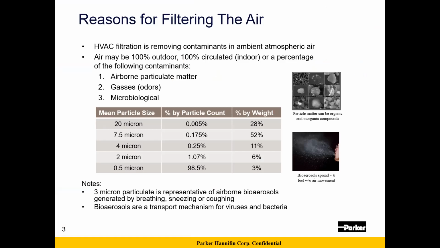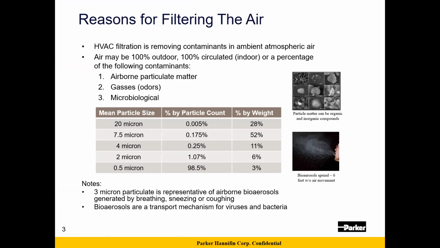So the main reasons that we're filtering the air as an HVAC filtration is we're trying to remove contaminants in ambient atmospheric air, which can be contaminant that's generated indoors and also outdoors. And that may be a percentage of circulated air coming in from outdoors and then also from inside. So either or, outdoor or indoor, you're going to get particulate into your building that can circulate the HVAC system. So the filters are there to help mitigate that.